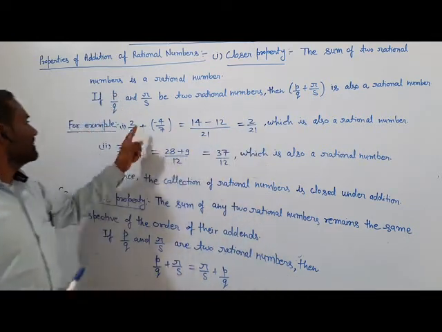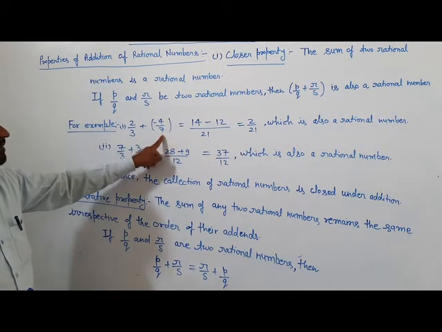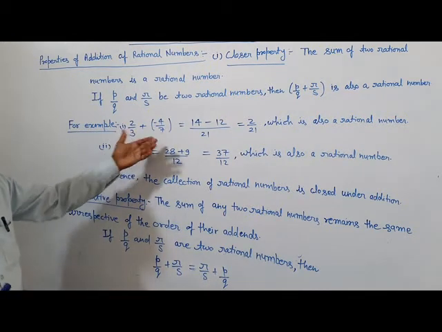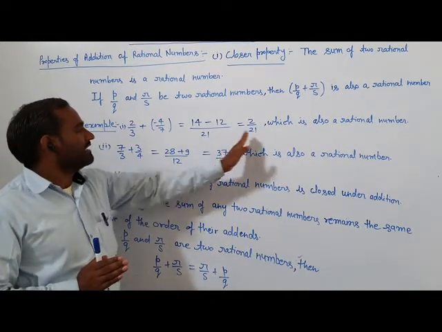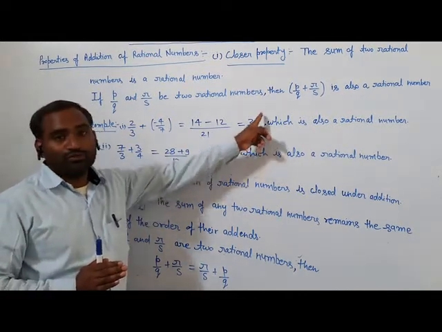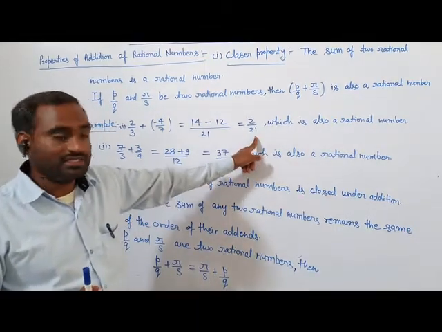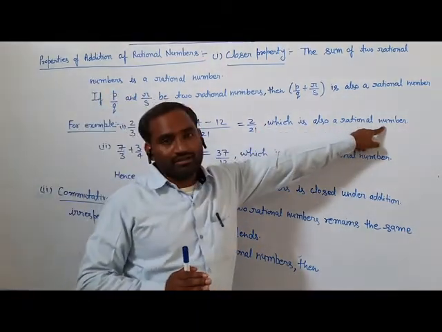Here there are two rational numbers, 2 by 3 and minus 4 by 7. We add both, we get 2 by 21. 2 by 21 is also a rational number.